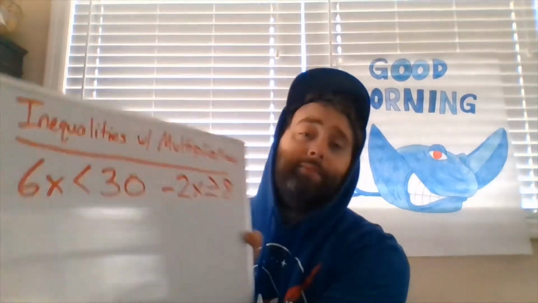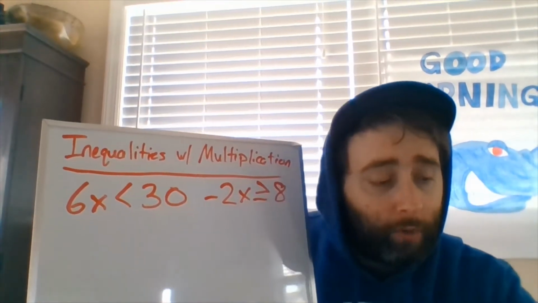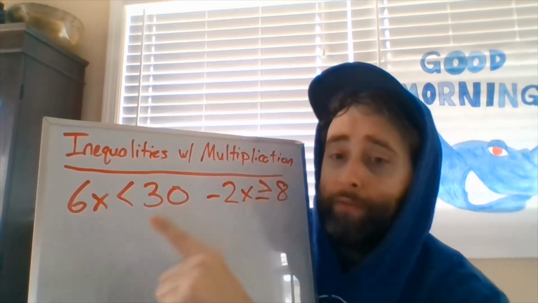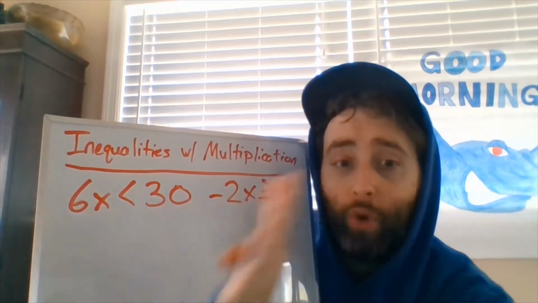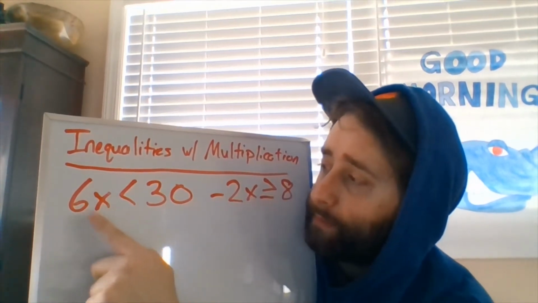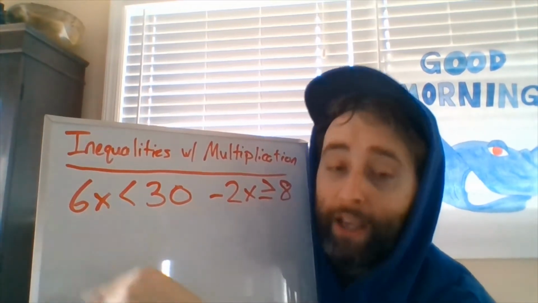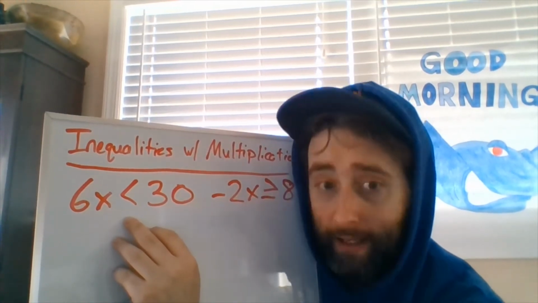All right, today's lesson: inequalities with multiplication and division. There's one thing we need to make sure we're watching out for that makes it different than solving an equation. Okay, let's look at our first example. You have 6x less than 30. So what it's saying is 6 times something is less than 30. 6 times what? It could be multiple things.